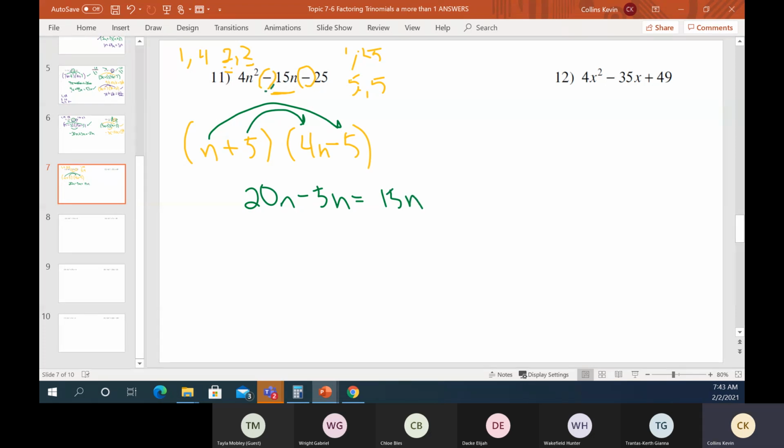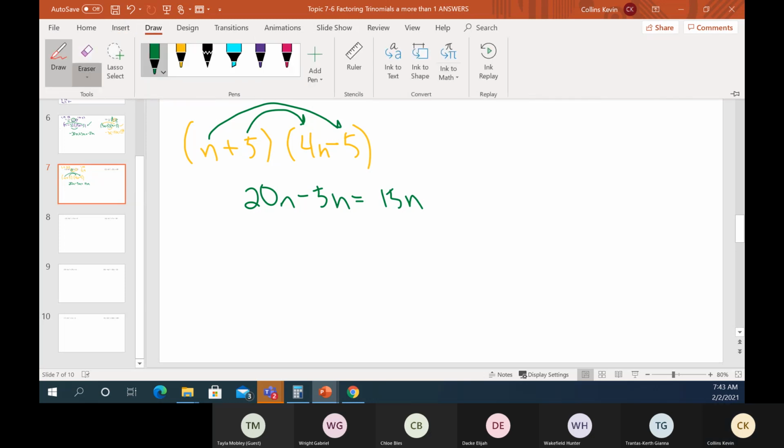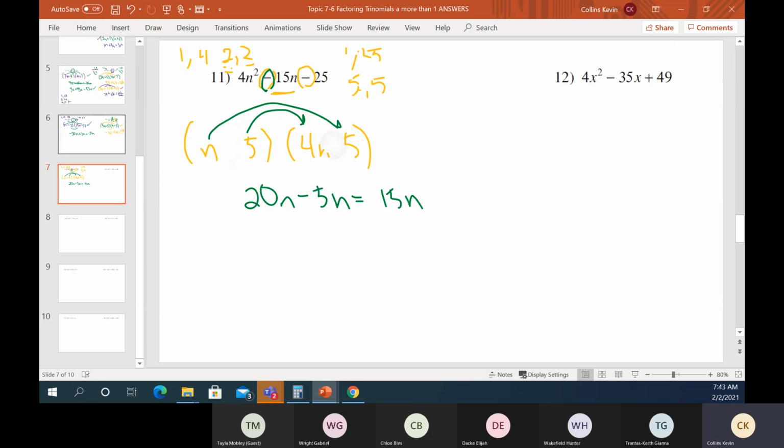But we need negative 15n, don't we? So what should I do with my signs? Yeah, we're going to switch them, right? So if we switch them, then we'll make this guy up front negative, and we'll make the other one positive. So then we'll have a negative here and a positive here.